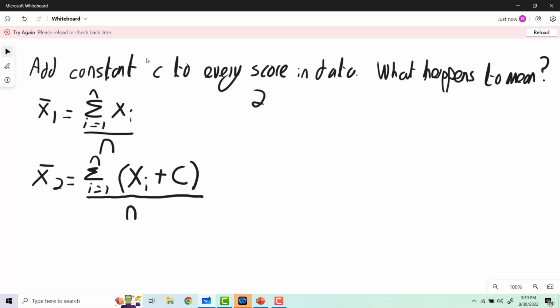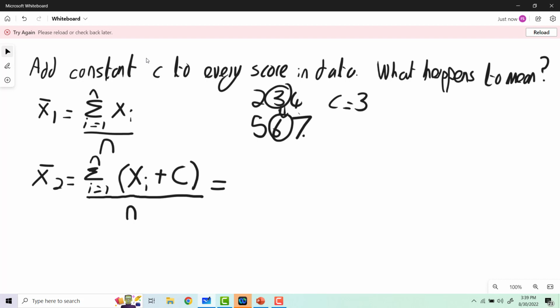So say we had 2, 3, 4, and we have c equals 3. Now we would be calculating the mean of 5, 6, 7. And just a hint, the mean of this is 3, the mean of this is 6. What happens to it? What do we add to get it? But we'll work it out. It's really easy to work out.